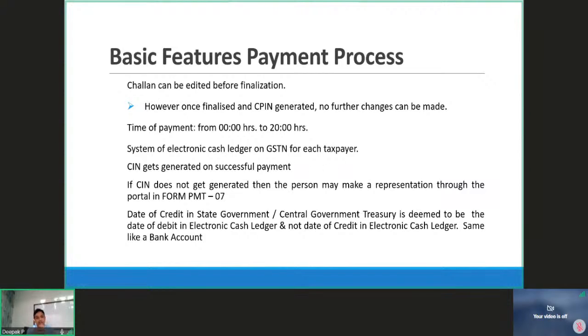System of electronic cash ledger on GSTN for each taxpayer. Yes, electronic cash ledger is maintained on GSTN for each taxpayer. CIN gets generated on successful payment. The CPIN is the initial thing. Once the payment is made, then the CIN gets generated.